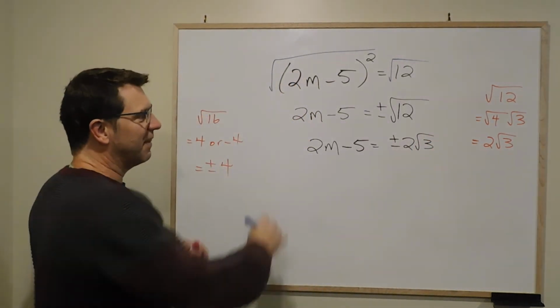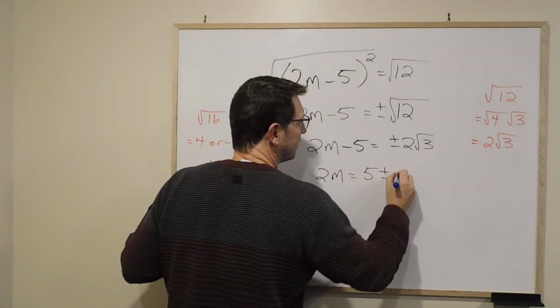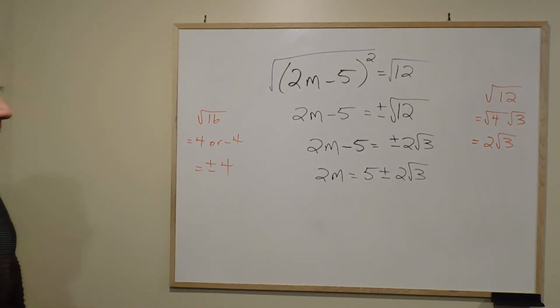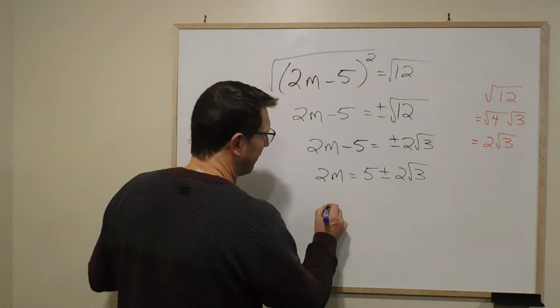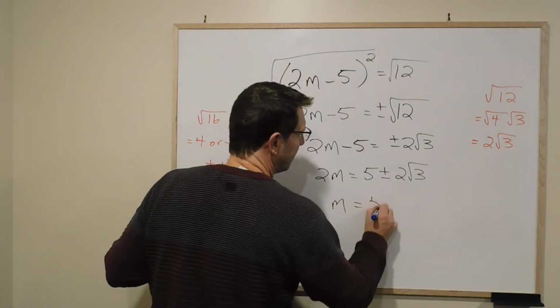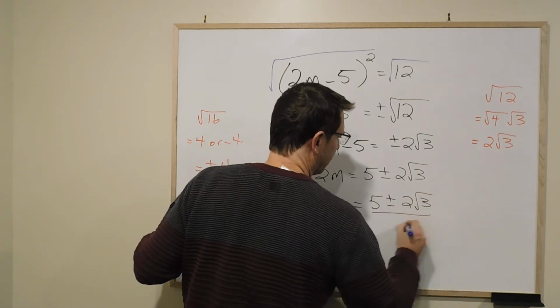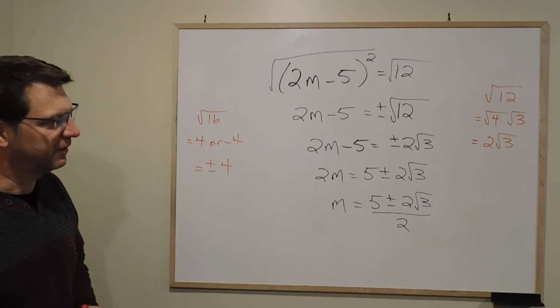And then I'm going to bring the 5 over. 2m equals 5 plus or minus 2 root 3. Let me get out of your way here for a second so you can see that. See how the 5 I placed in front, but it's a positive. It's just traditionally in math, that's where it goes. And then all I do to get m is I divide everything by 2: 5 plus or minus 2 root 3 over 2. And we can leave it like that.